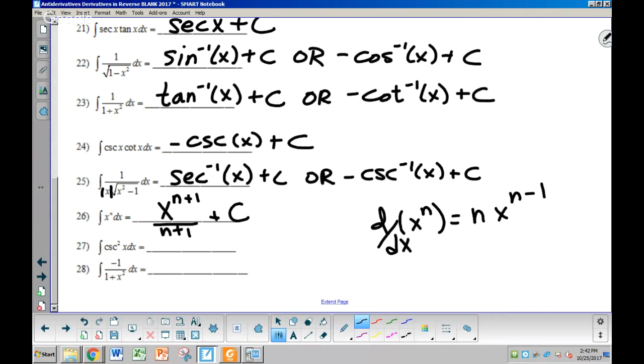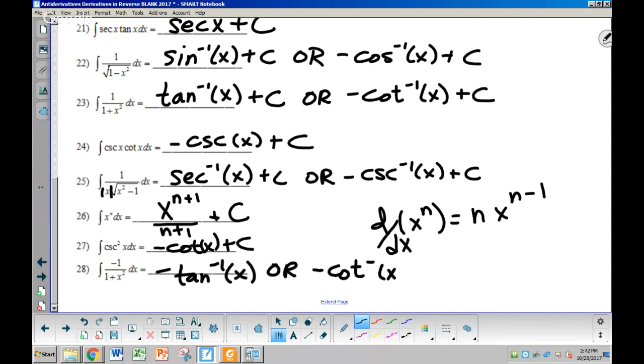Cosecant squared. Negative cotan x plus c. This one is negative tan inverse plus c, or cotan inverse. Oh, just cotan, sorry. Everybody follow? Not too bad?